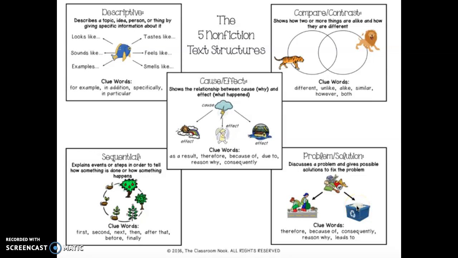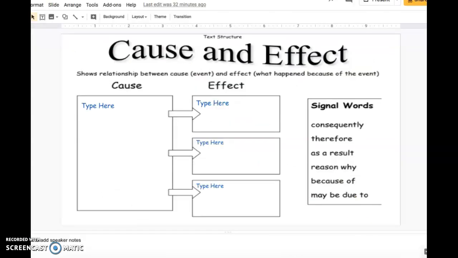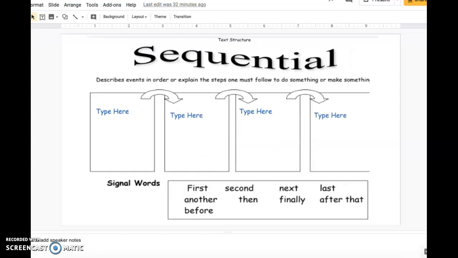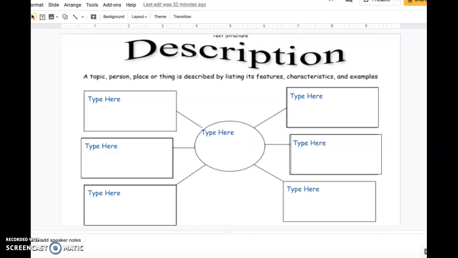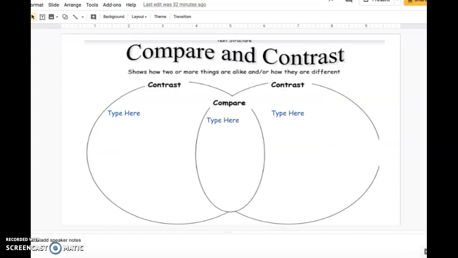These are our 5 main text structures that you learned about throughout the school year. Each text structure has its own diagram that you can use to plan and fill out. You can do this by drawing it on paper, printing out the template you want to use, or simply typing in the document that was uploaded to Google Classroom for you. Cause and effect, sequential, problem and solution, description, compare and contrast.